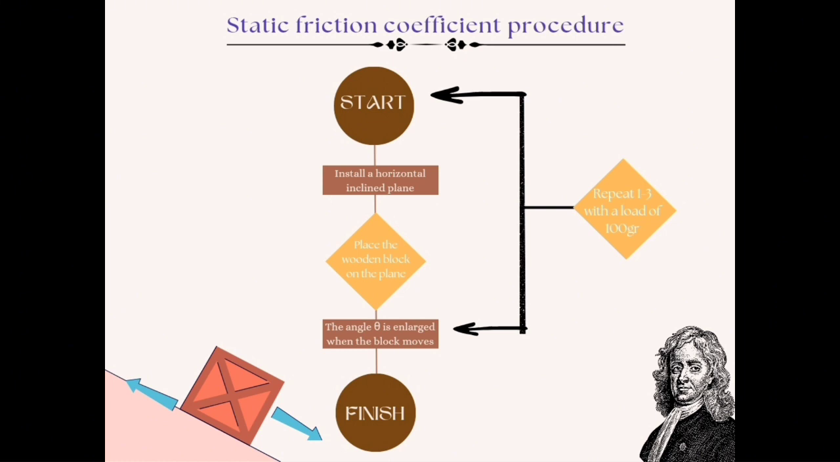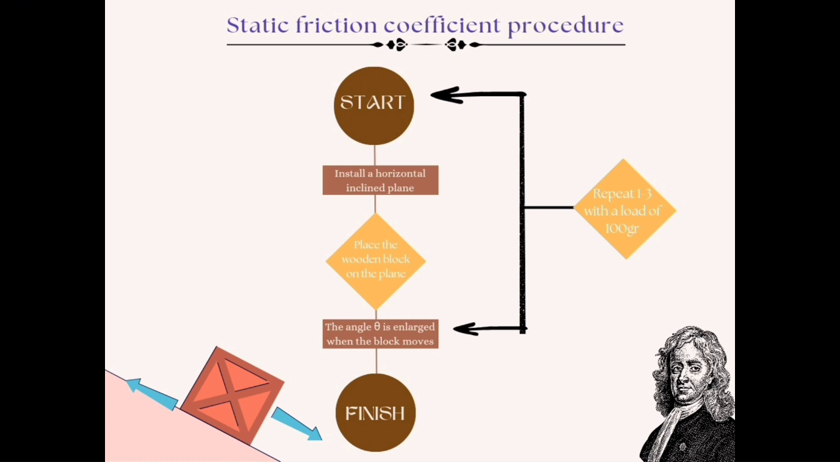Plane here can refer to a device or structure used to support beams. Next, after the wooden block is placed on the plane, the angle of the plane is increased as the block moves. This means that the angle between the block and the inclined plane becomes larger. Next, after step 3 is completed, we return to steps 1 to 3 and repeat it with a 100 gram load.